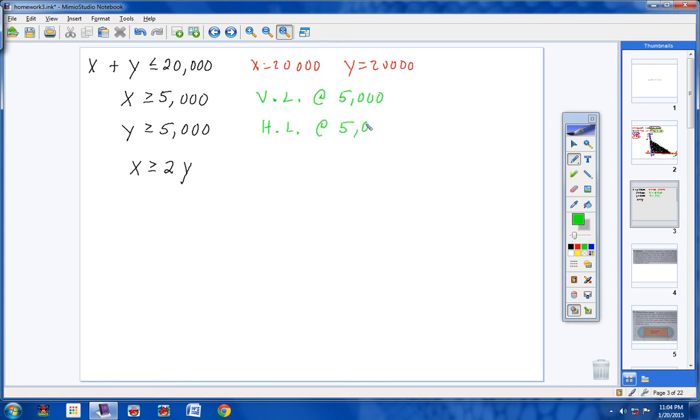Mr. Earhart, how did you know this is vertical and horizontal? Well, think about it, guys. Here's your coordinate plane, here's your y-axis, here's your x-axis. We have x is greater than or equal to 5,000, so we have to draw a vertical line through the x-axis at 5,000. Same thing here: y is greater than or equal to 5,000, so we have to draw a horizontal line through the y-axis at 5,000. Now lastly, for this one, we're going to have to do a quick table of values.